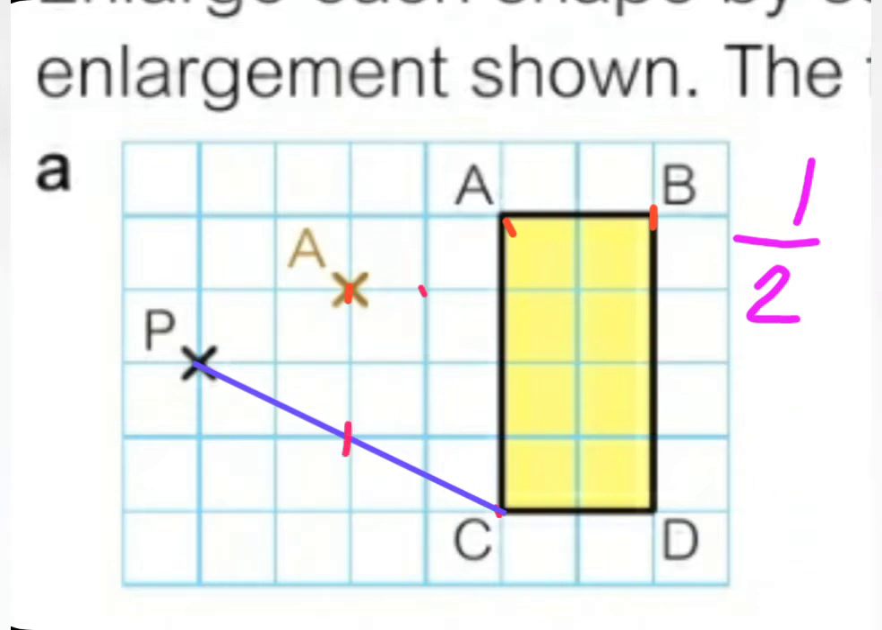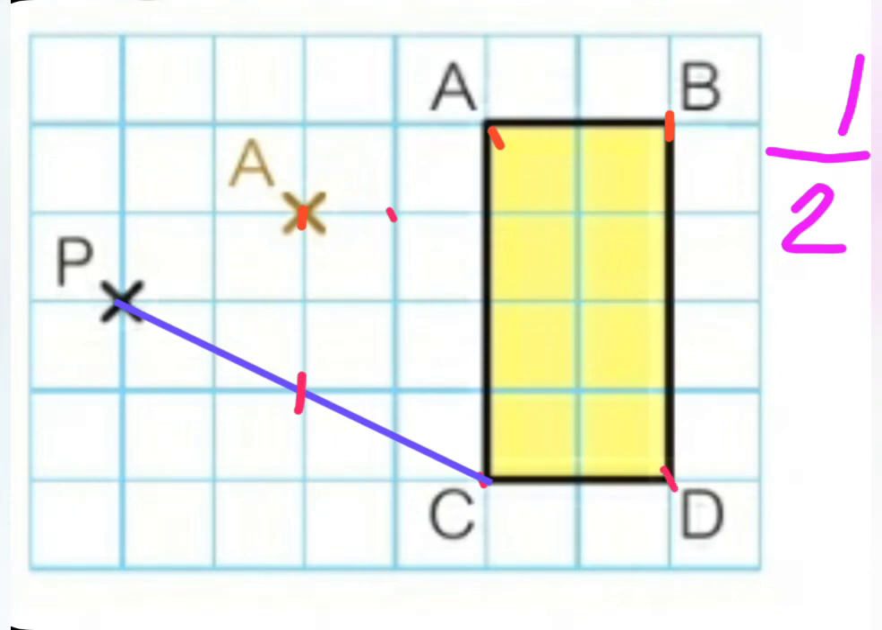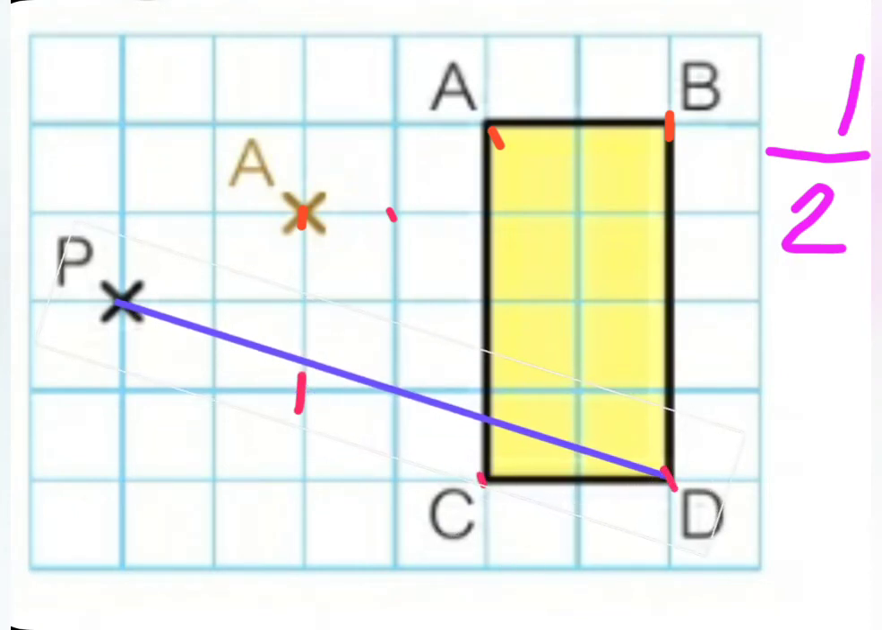Very good. Now, the last point is D. So we go to D, we draw a line between center of enlargement and D, and we count how many centimeters or boxes. So we have 1, 2, 3, 4, 5, 6. When we multiply 6 by the scale factor, which is half, we will get 3. So we go back 1, 2, 3, and we put the point here. Let me fix it. Yes, very good.